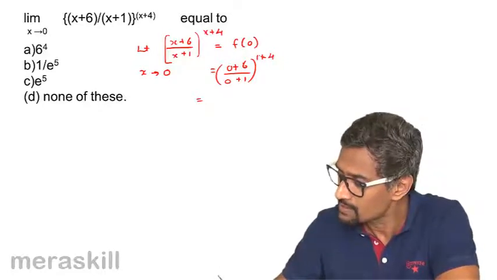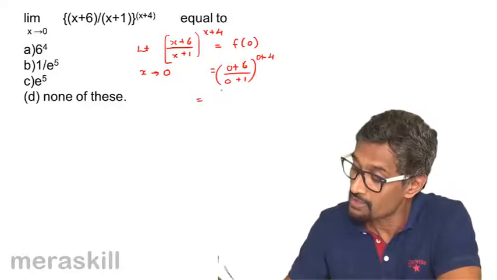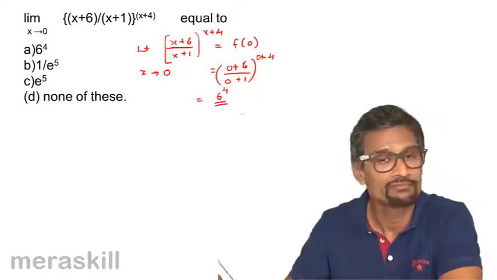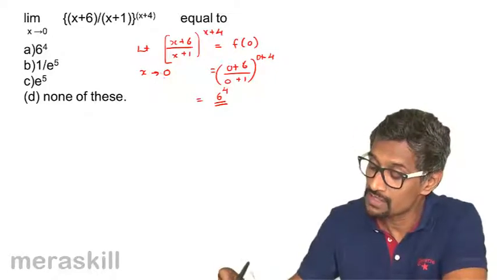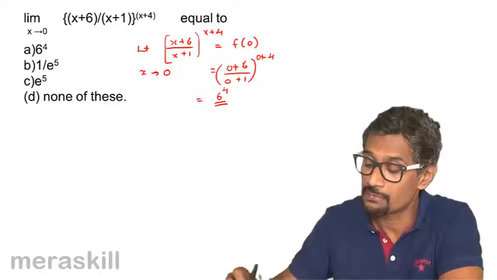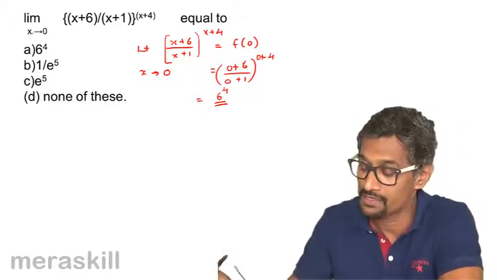Are we right? 1 plus 4. No, it's 0 plus 4. Made a mistake. 0 plus 4. So this will now become 6 by 1, which is 6, 6 raised to 4. So the value of this particular limit is the value of the function for x is equal to 0 because the expression is meaningful or determinate for x is equal to 0.